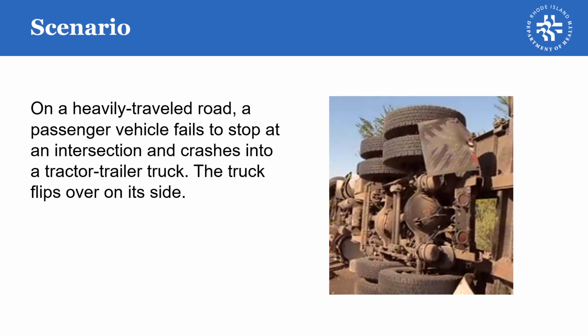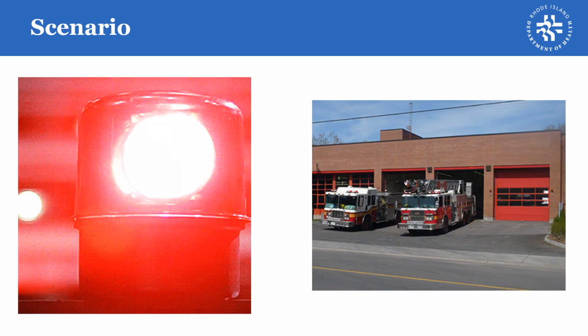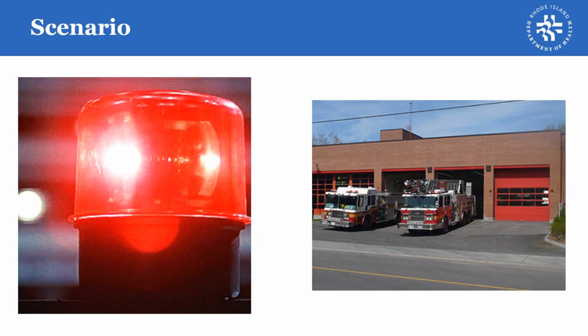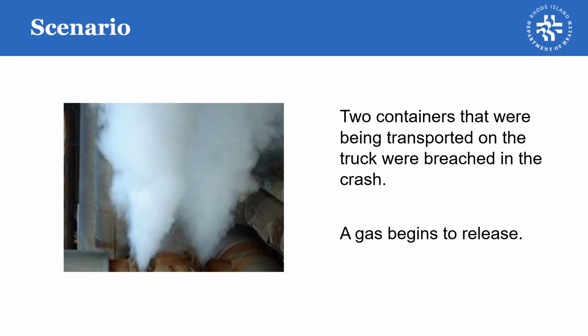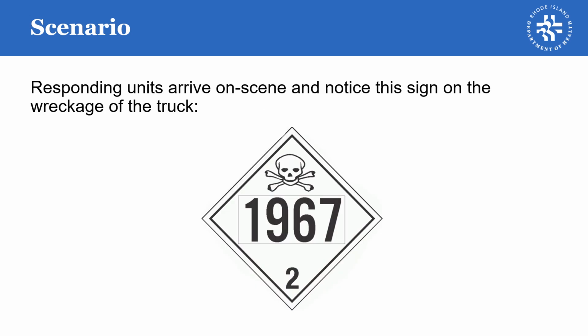On a heavily traveled road, a passenger vehicle fails to stop at an intersection, crashing into a tractor-trailer truck. The truck involved in the crash is a compressed gas tube truck trailer, similar to the truck on the slide. In routine fashion, first responders are dispatched to the incident scene. Two containers that were being transported on the truck were damaged in the crash, and there is gas leaking from the containers. Dispatch notifies responding units that several people are on the ground in a parking lot and are twitching and vomiting.